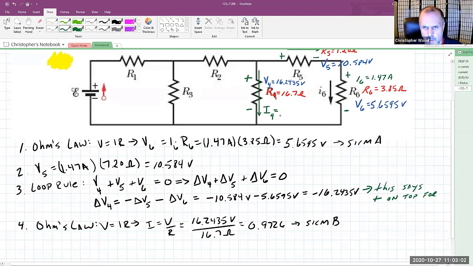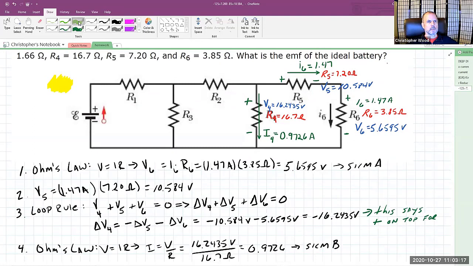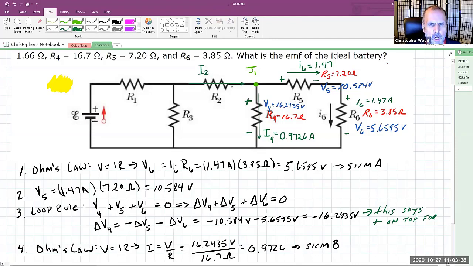All right, so then I can write down 0.9726 and some change amperes. Good to know. Now we can do the junction rule. This is junction 1. Kirchhoff's junction rule says that the current flowing into a junction, I'm going to label this current going through resistor 2. So I2 is flowing in, I4 is flowing out, I6 is flowing out.